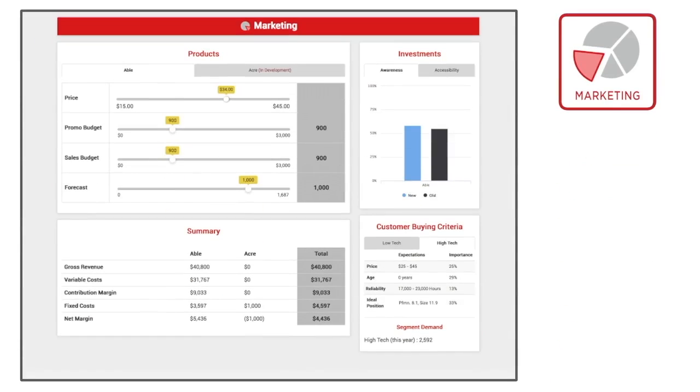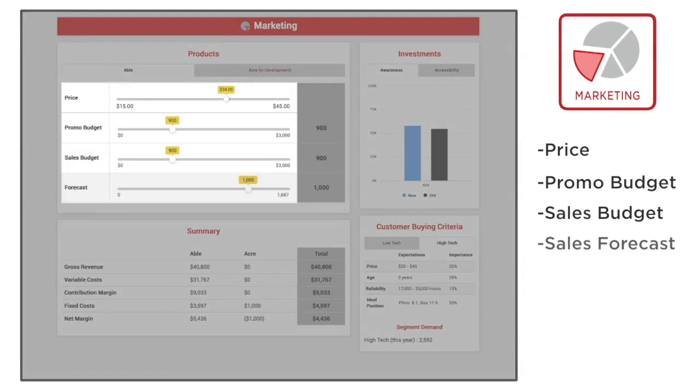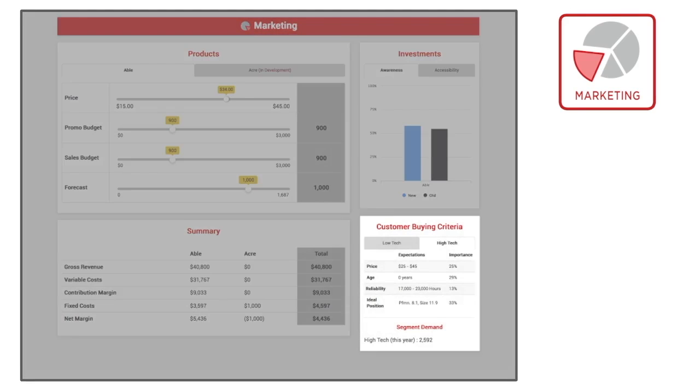In marketing, you are responsible for selling your products to the market. You can set the price, promotional budget, sales budget, and sales forecast for each product by moving the sliders to your desired value. Just like in R&D, you'll need to pay attention to the customer buying criteria to set a price that targets the high-tech or low-tech segment.